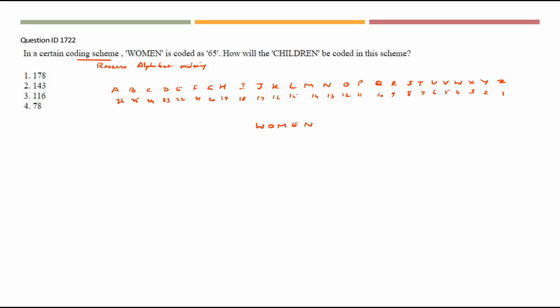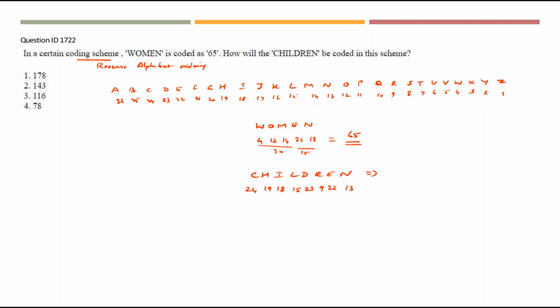WOMEN. So W is 4, O is 12, M is 14, E is 22 and N is 13. This is 30, this is 35. We get a sum of 65. Now we have to do the same thing for children. C is 24, H is 19, I is 18, L is 15, D is 23, R is 9, E is 22 and N is 13.